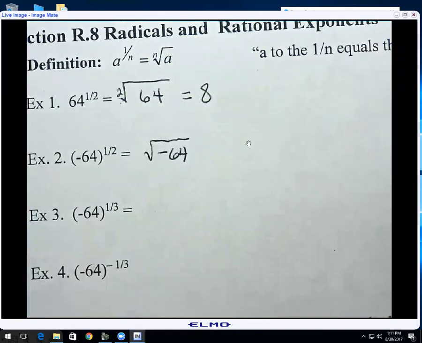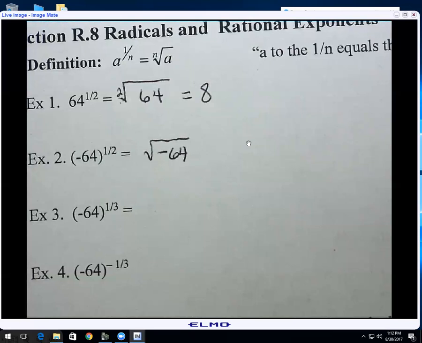yesterday or Monday. One of our biggest cautions from Monday was pay attention to the base. Without parentheses, the negative is not part of the base. If I had -5, that wasn't in parentheses, then squared, the negative's not being squared, just the 5 is. Is the negative part of the base in example 2? Yes, so when I write it with a radical, it belongs under the radical.